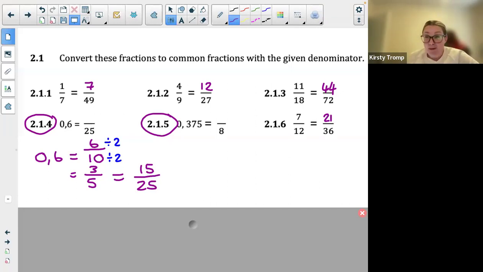Okay, I'm going to be honest with you. 2.1.5 is a challenge. Go try 2.1.5 for me. I know it's not as easy as 2.1.4 was. I know I did the easy one. Sorry, guys. Go give 2.1.5 a try.